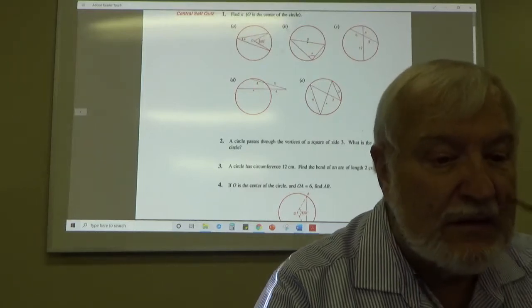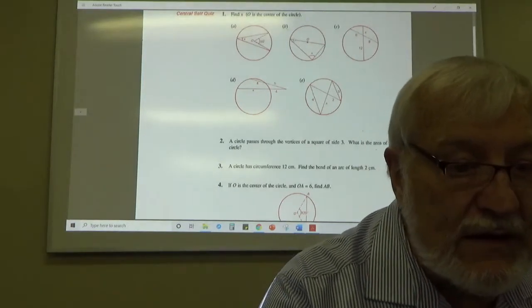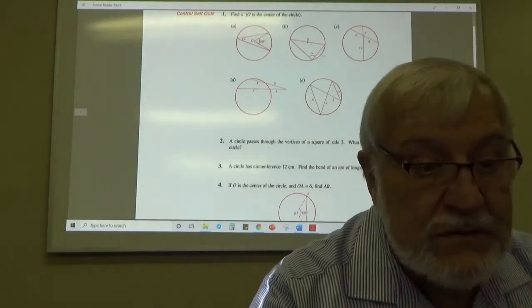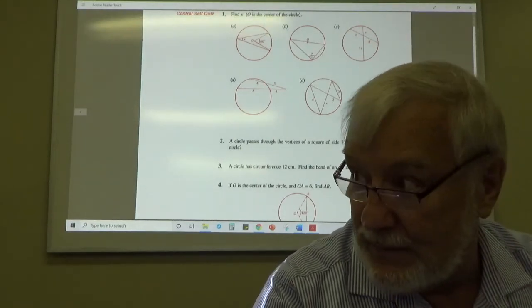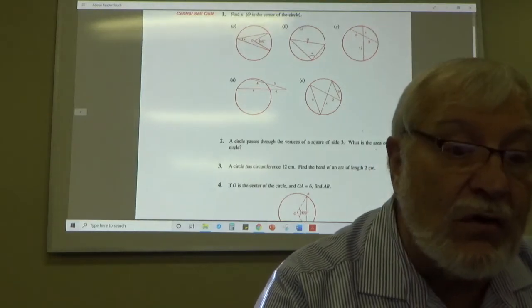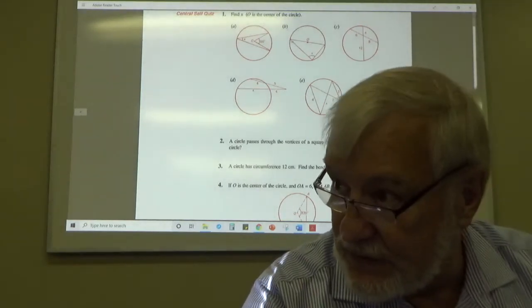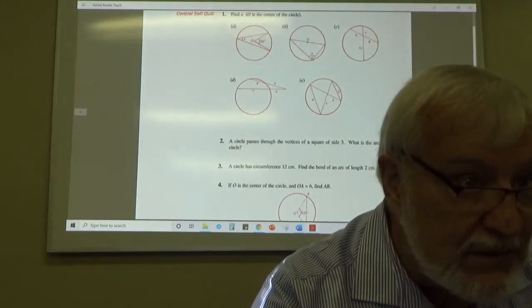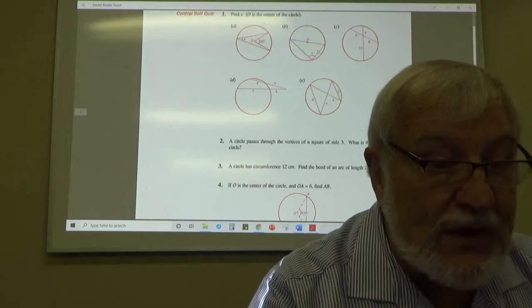So that's 30. Now here is a diameter that goes through the center of the circle. So what is this angle here going to be? The arc from here all the way around to here is how many degrees? 180. And so therefore this inscribed angle is 90. All right, so that's a right triangle.